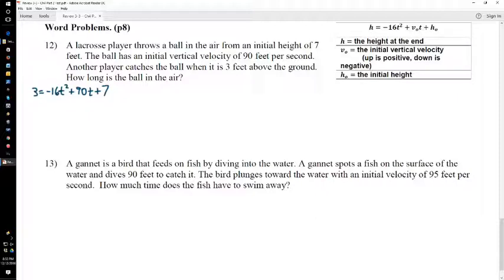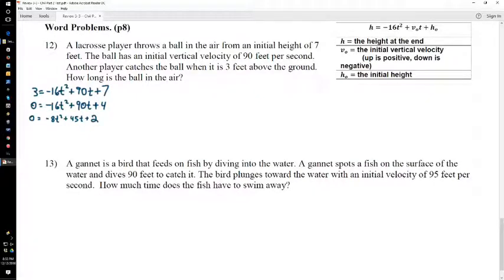Again, move everything to one side so we can solve. So I'll subtract the 3 over, so 0 equals negative 16t squared plus 90t plus 7 minus 3. 7 minus 3 is 4. One of these days I will graduate from high school math and learn how to add. And you can just plug this straight into a quadratic equation if you want. I'll start off by dividing by 2, just so it's a little bit simpler. Negative 16 divided by 2 is negative 8 t squared, 90 divided by 2 is 45, and 4 divided by 2 is 2.